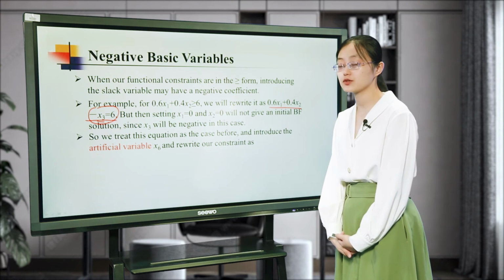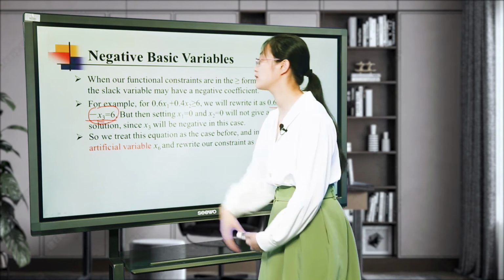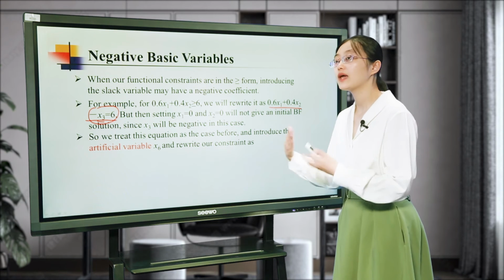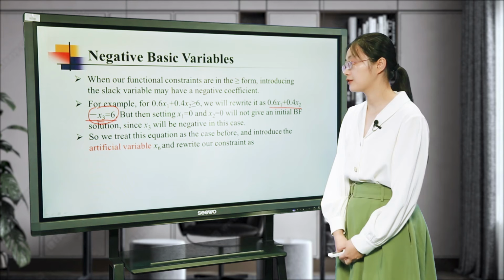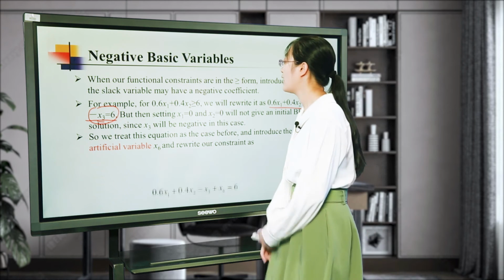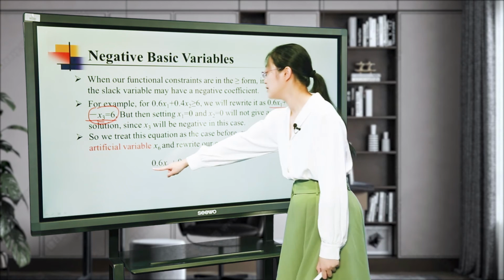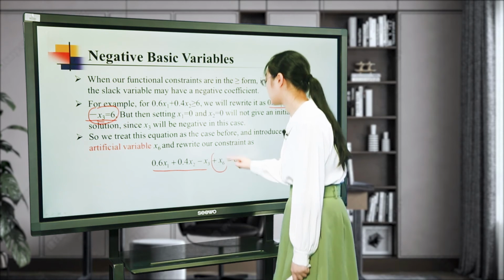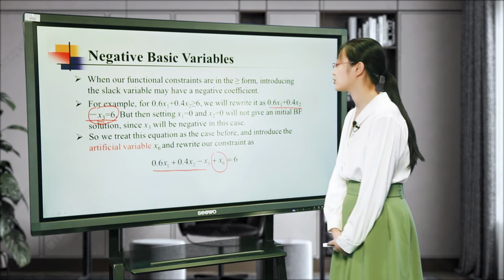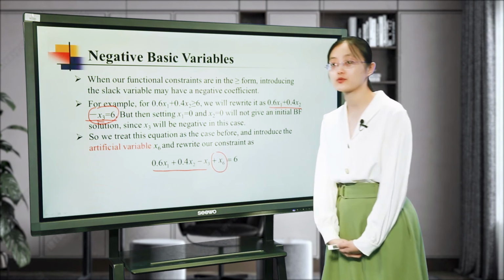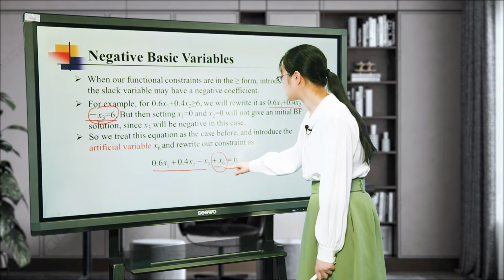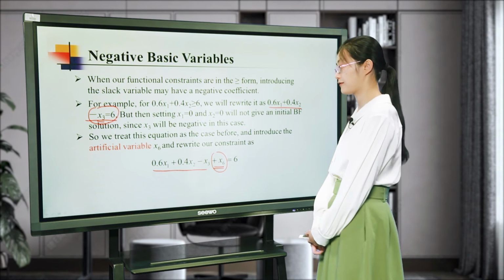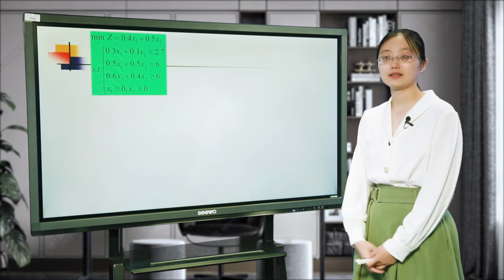After we have introduced the slack variable, we obtain the equation. Since the equation won't give us an initial BF solution, we add an extra artificial variable to that equation and write the constraint as, same as before with the slack variable, and then add an artificial variable x6 equal to 6. And remember this is the artificial variable, so we need to give a penalty to our objective function. So let's look at an example.